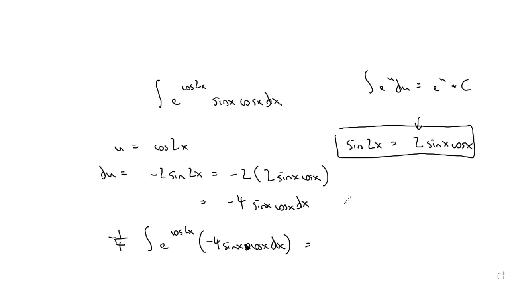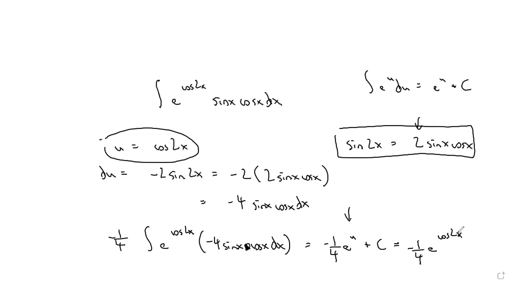So you get -1/4 e to the u plus c. A lot of the time I just write e to the u initially, just to stay organized, but you always have to plug your original variable in there. So let's do that: -1/4 e to the cos 2x plus c.